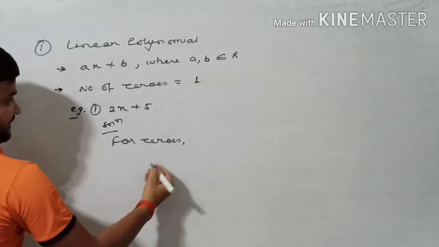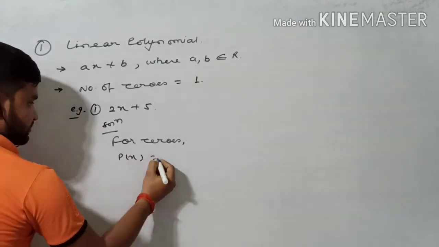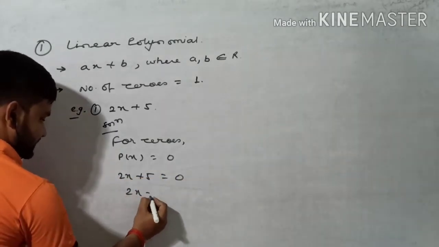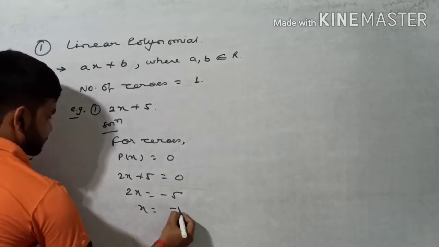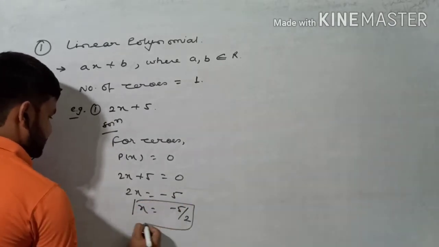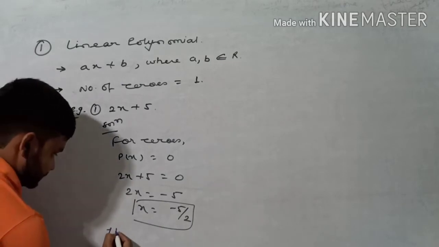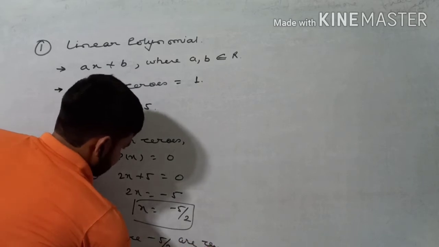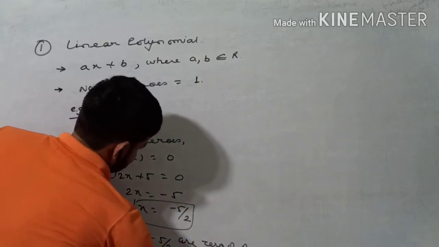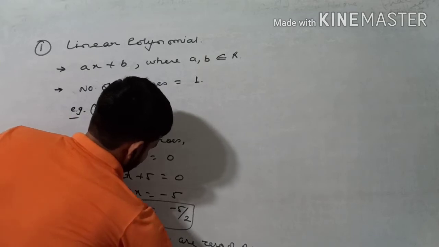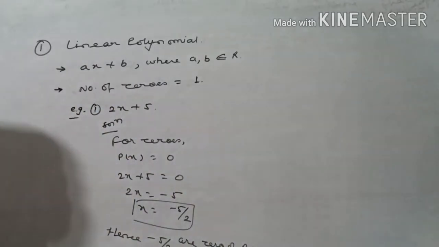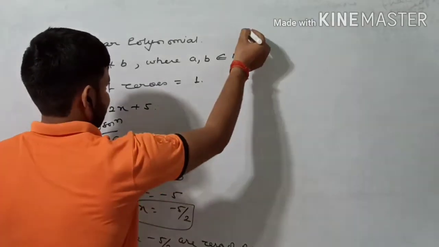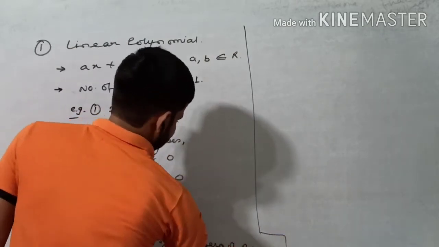Whenever you want to find the zeros, then p(x) must be equal to 0. That means 2x plus 5 equals 0. Means 2x equals minus 5, x equals minus 5 by 2. Hence minus 5 by 2 is the zero of the given polynomial. We clearly say that linear polynomial has only one zero.